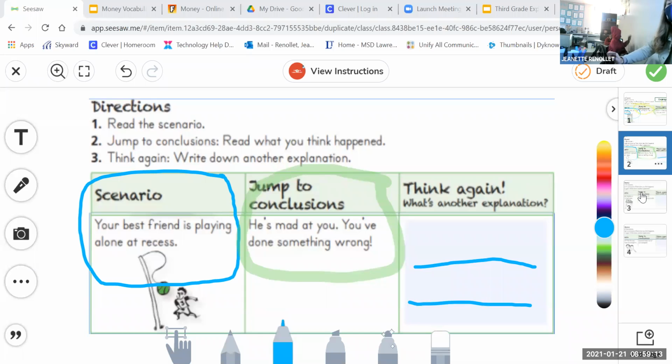Who would like to share out another explanation that you thought of? If you see your friend playing alone, you might feel like your friend is mad at you, but that's not true. Honesty, what did you think of? Maybe he's playing a game that's just for one person. Kaylee.